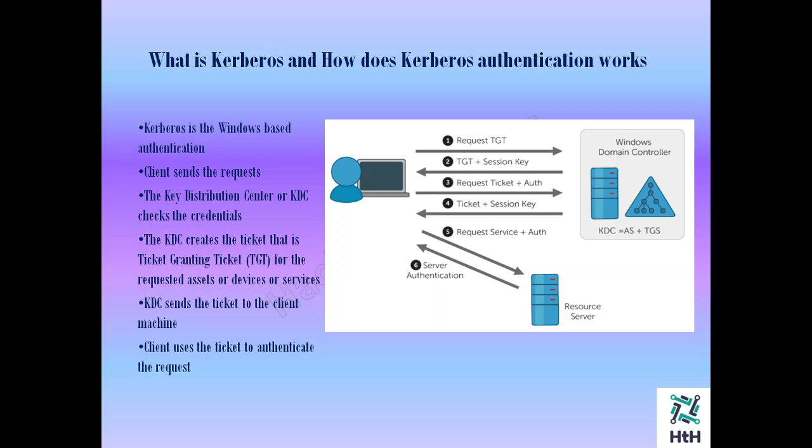Next we will see Kerberos authentication. Kerberos is a Windows-based authentication. How does it work? Client sends the request. The key distribution center or KDC checks the credentials. The KDC creates a ticket, that is the ticket granting ticket, for the requested assets or devices or services. The KDC sends the ticket to the client machine. Client uses the ticket to authenticate the request. This is how the Kerberos authentication works. You can also see that in the network diagram attached in this slide.